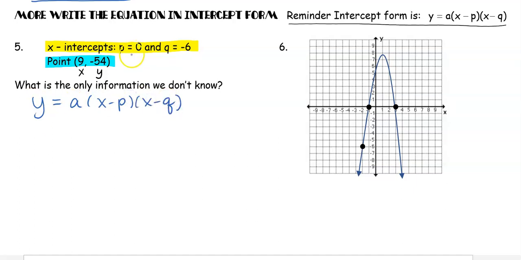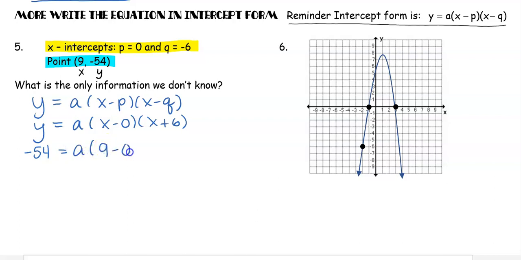So I'm given that my p is 0, my q is -6. So if I'm subtracting a negative, that's a positive. Remember, anything in the parentheses is the opposite. Now the point, what the point does is it gives us that x and y coordinate. So now my y from my point is -54. My x is 9. If you notice, our equation has x's in 2 spots, so I have to fill in the 9 in both spots that there is the x.